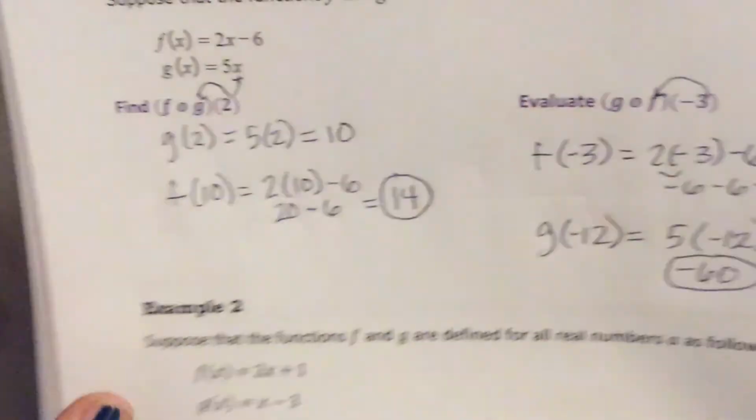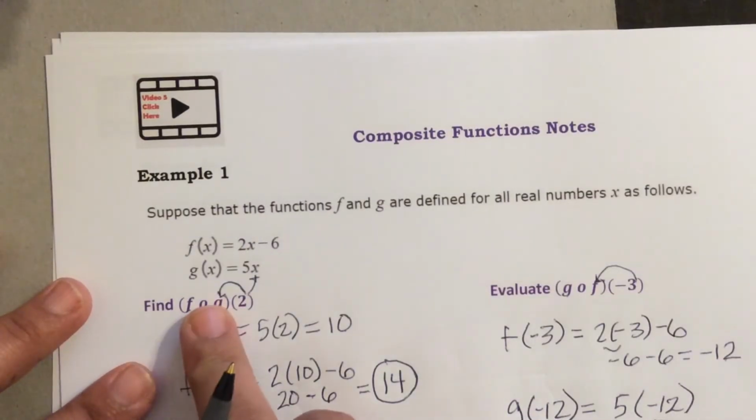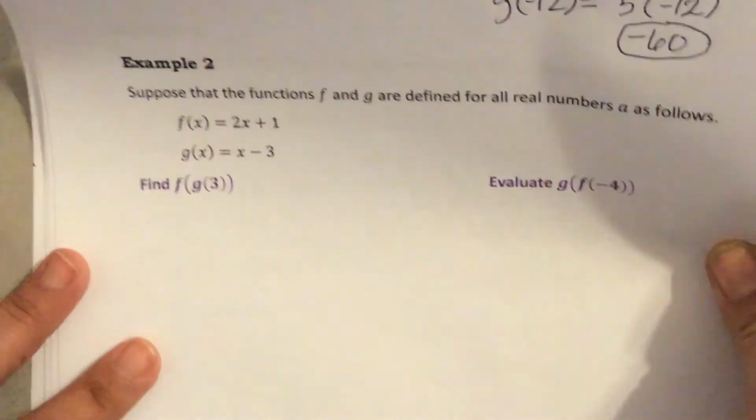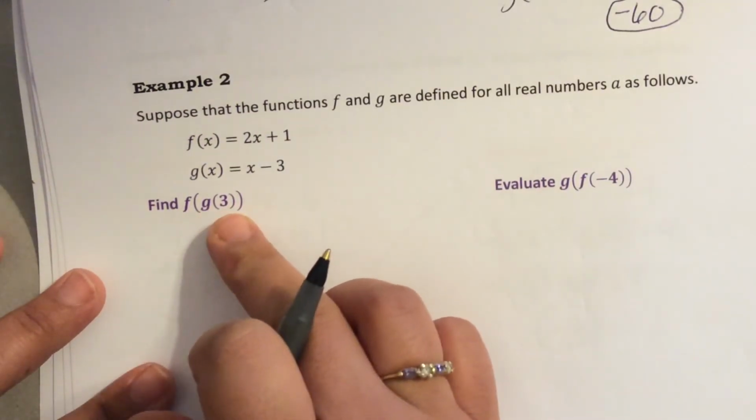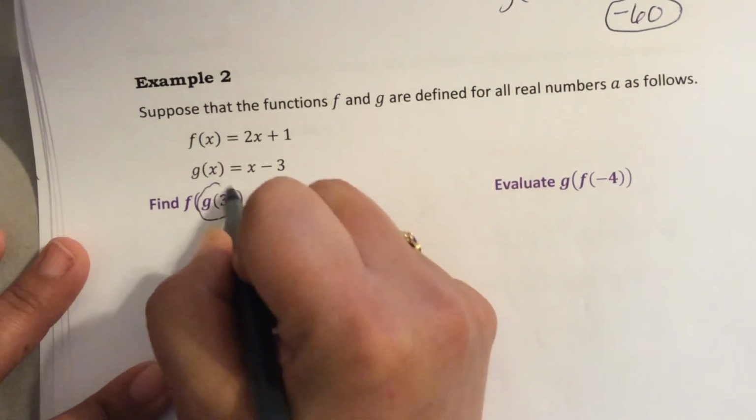Okay. So we're going to do example 2. And look at the notation. This is f composed of g of 2. This is f composed of g of 3. So it's the same thing. So we've got to calculate g of 3 first.